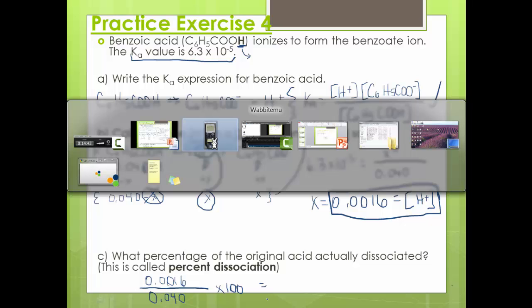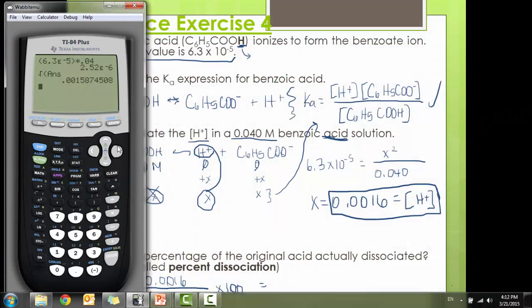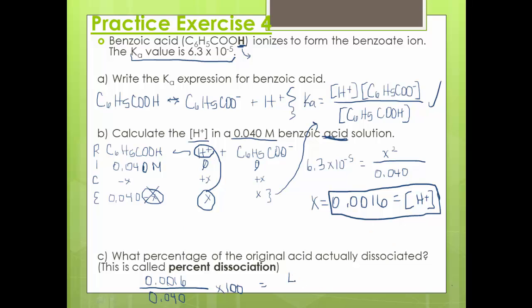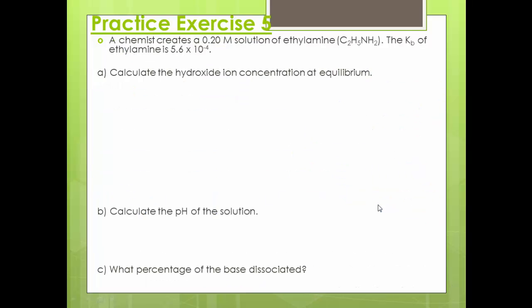They barely dissociate. So let's go back to our calculator and do this final calculation. 0.0016 divided by 0.04 and multiply by 100. I could have done that in my head. 4%. So there we go. Again, all of our answers here are making sense. Our percent dissociation, the amount that dissociated in a weak acid, is 4%. That matches our less than 5% rule.